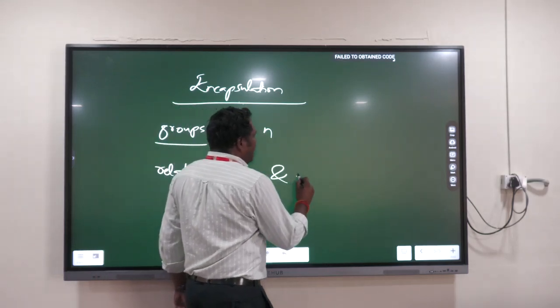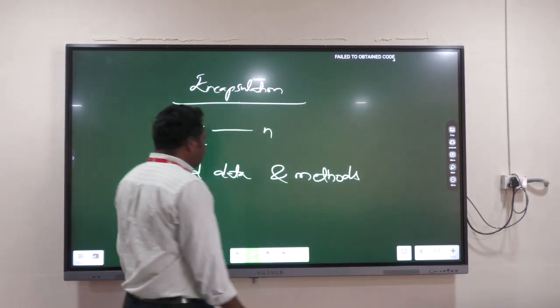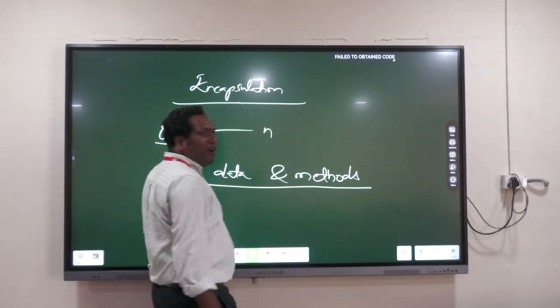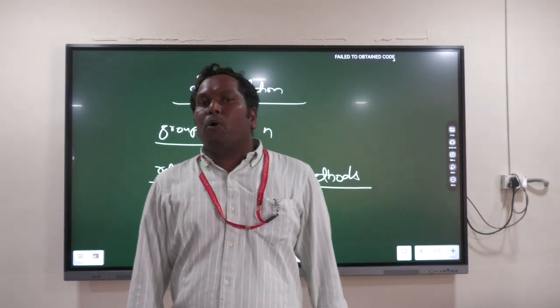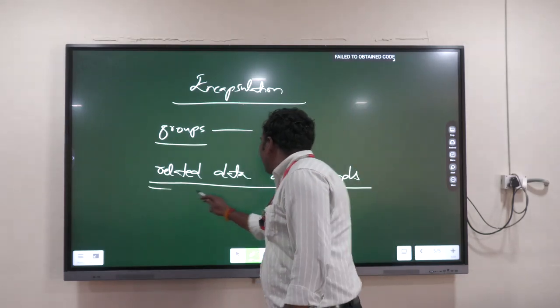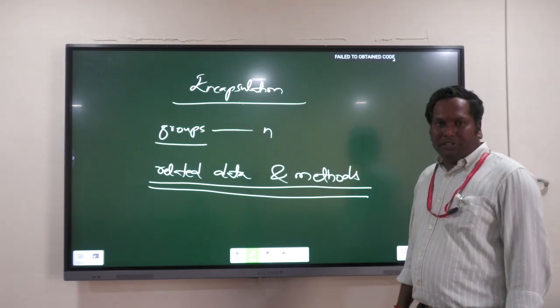Related data and methods together will be formed as a group. So it will be done by the programmer. Before that, the programmer will be identifying the relationships between the data and methods.